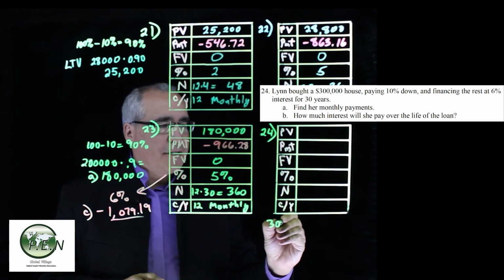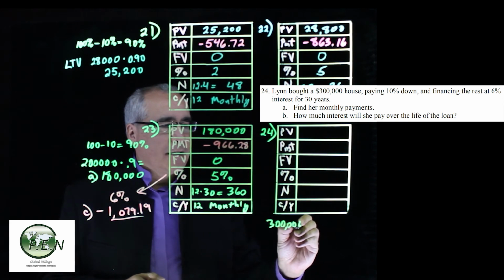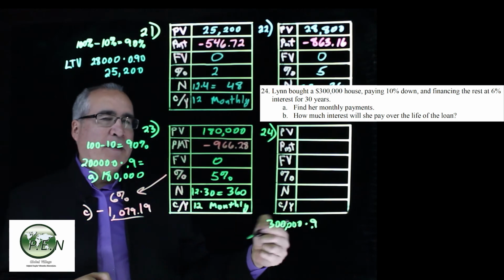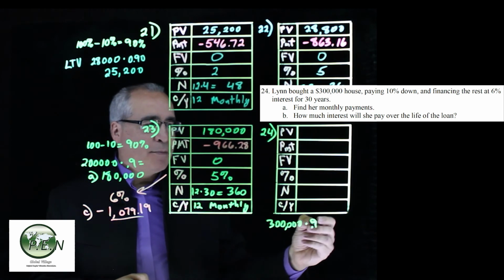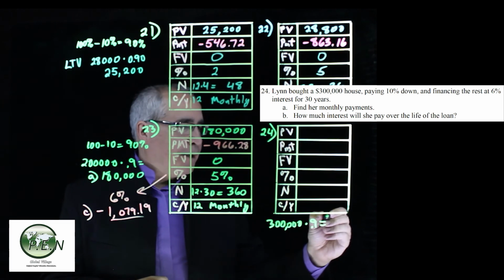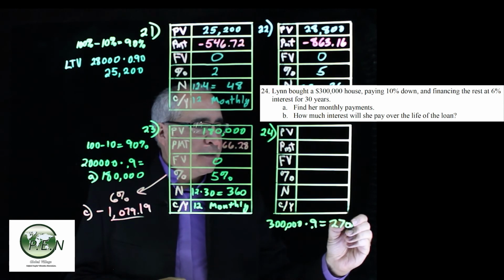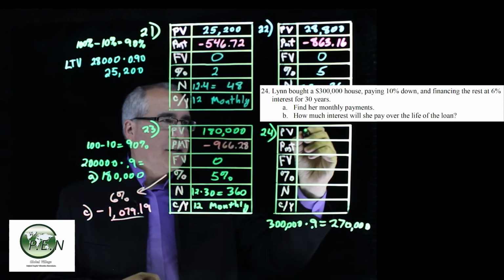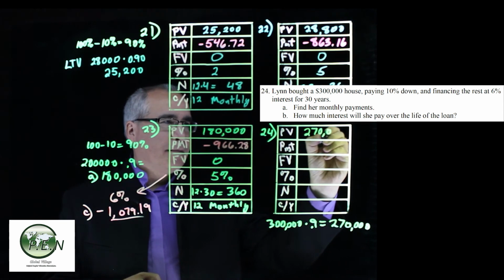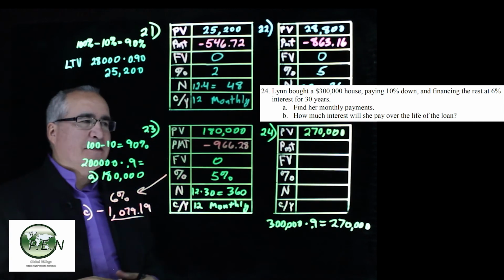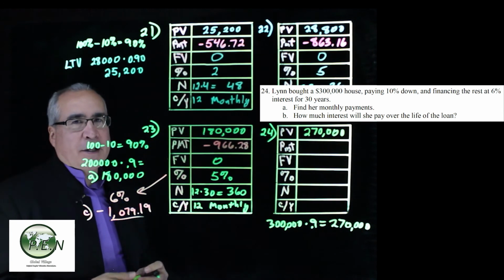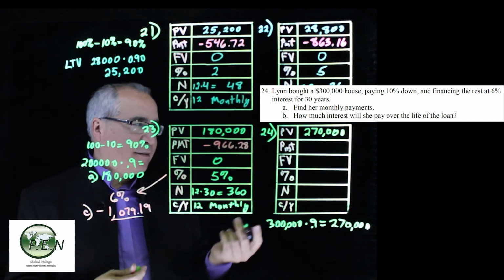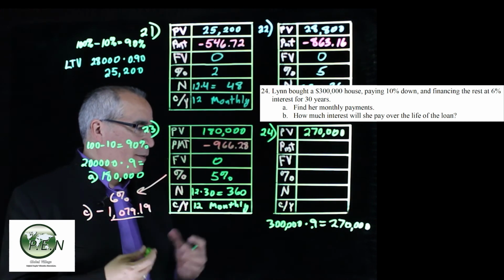So 300,000. She put a 10% down payment, so we multiply by 90%. That means she borrowed 90%. That's $270,000. So that must have been what she took the loan out for. Sometimes there's other costs that get put into a loan, so you have to be careful when you're doing this sort of backwards thing. But that's what the loan amount should have been for this question.